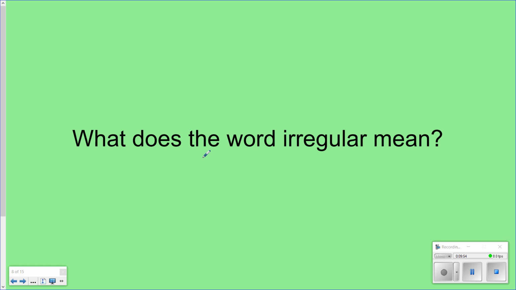It's called Irregular Figures, finding the area of irregular figures. And I guess my question to you is this: what do you think irregular means? Think about what the word irregular means to you.